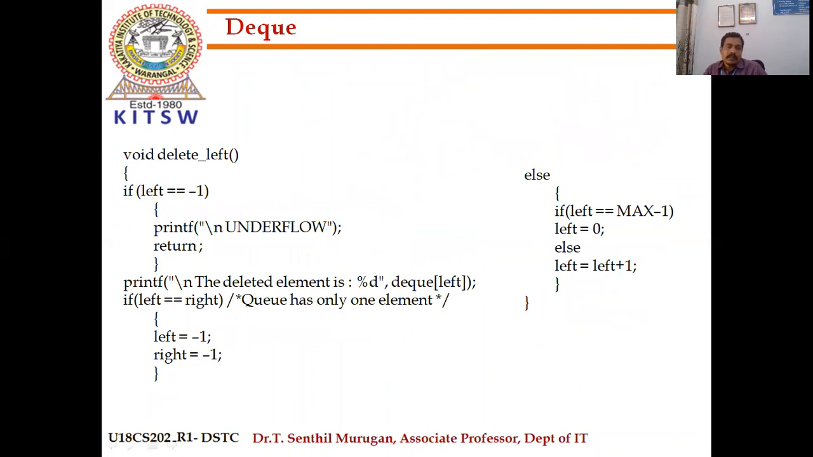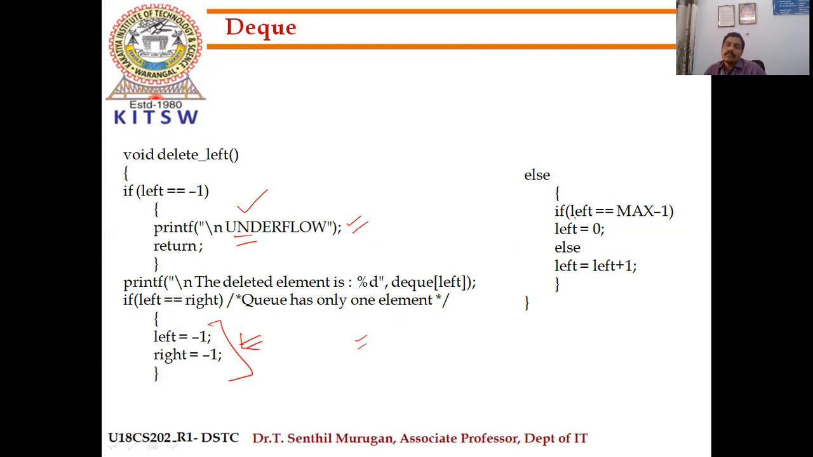So for the delete operation, what will we perform again? For the delete operation, left equals -1. We have to check whether the queue is empty or not. If the left pointer is pointing to -1, it means no values are there. And left equals right means only one element is there. After deleting, the queue will be empty. That's why we are fixing -1. If it is not one element, it is not empty.